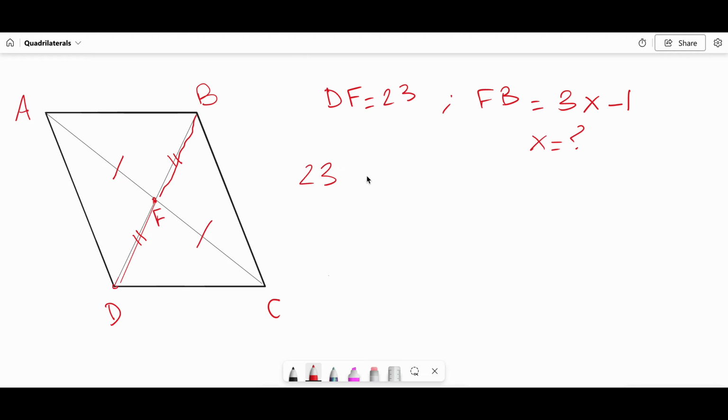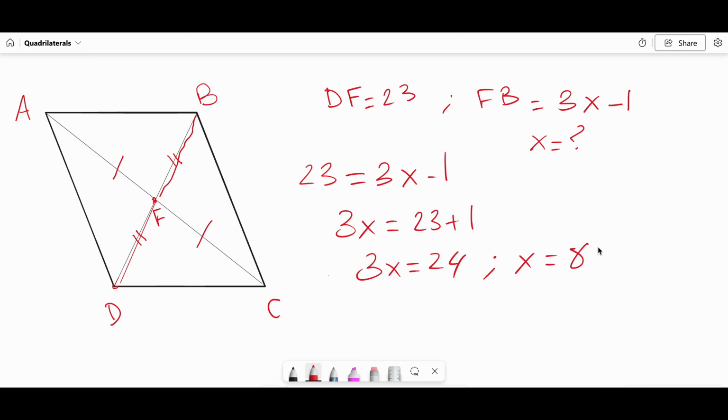So all we need to do is equate 23 to 3x minus 1, and then we have that 3x is equal to 23 plus 1, 3x is equal to 24, and x is equal to 8. So this is how important it is to know the properties of all quadrilaterals, because as you can see, just by knowing that in a parallelogram the diagonals bisect each other, creating two segments of equal length, we were able to solve this problem immediately.